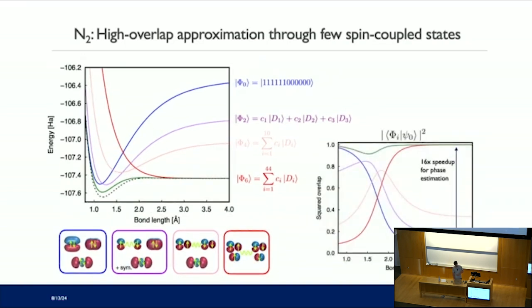And so I was speaking about energies, but you can also say the same things about the wave function. So in the case of Hartree-Fock, the blue line, has very poor overlap at dissociation, but if you use these spin-coupled states, then you get nearly unity overlap. And so in phase estimation, that would translate to a 16 times speedup. Of course, this is a problem that you can also solve classically, so it's not super meaningful in this context, but it kind of gives you an idea of where this can go.